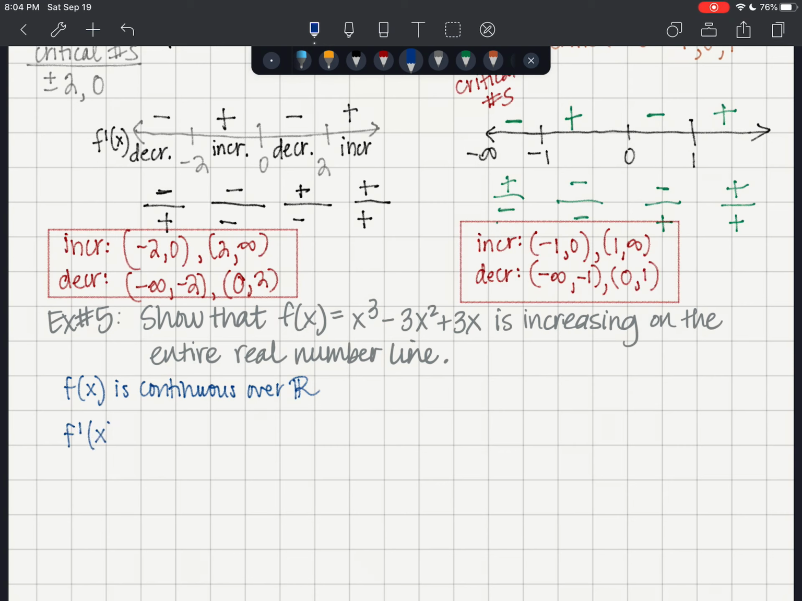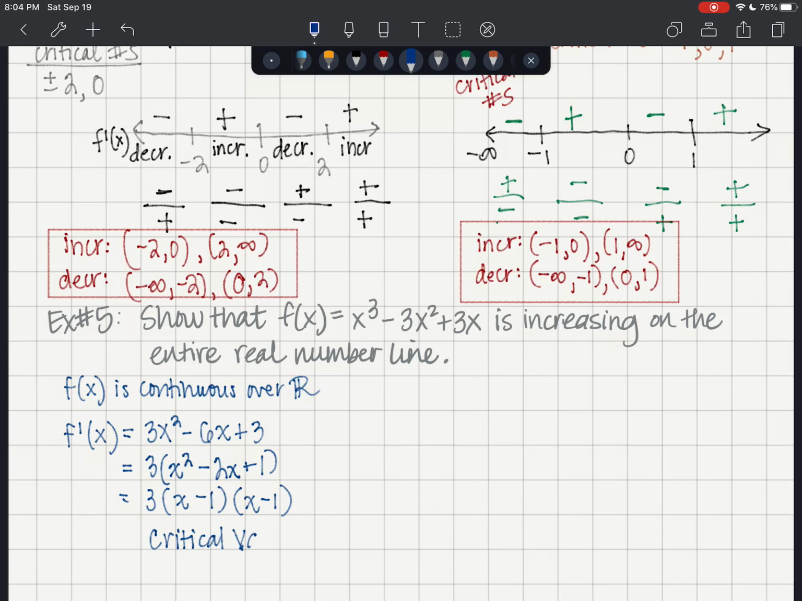So I'm going to find f prime of x, which is 3x squared minus 6x plus 3. I'm going to factor 3, leaving me x squared minus 2x plus 1. And that's going to factor even further, x minus 1 times x minus 1. So my critical number, also called a critical value, sometimes I'll put CV, is equal to 1. That's our critical value.